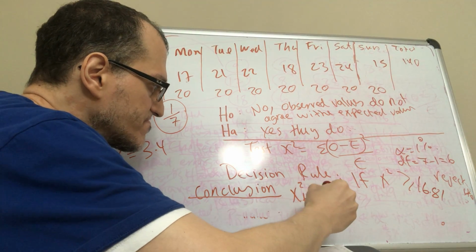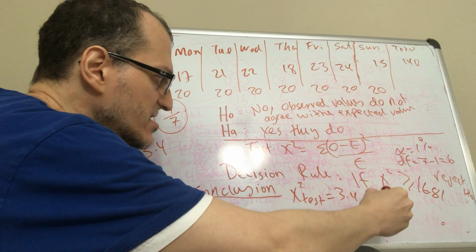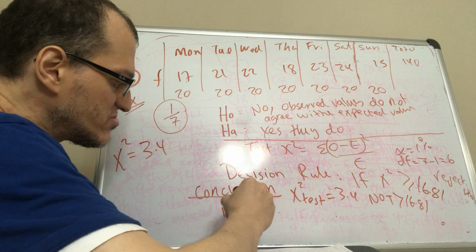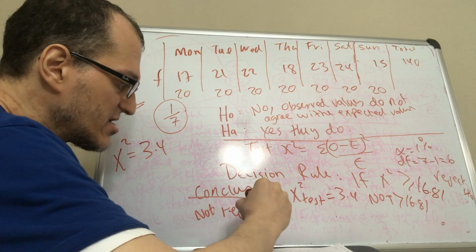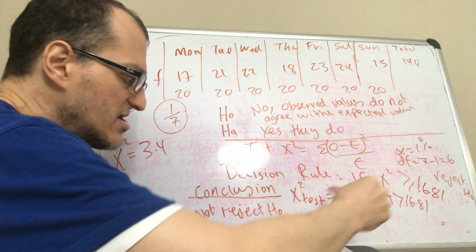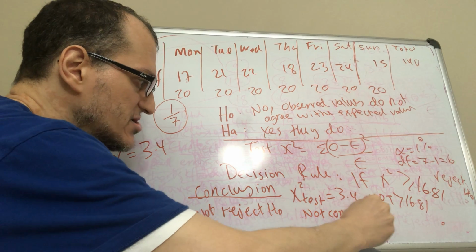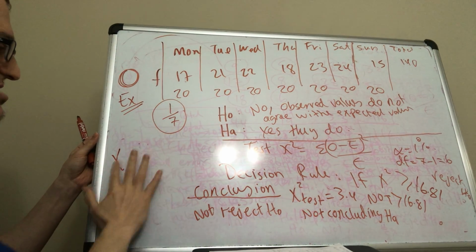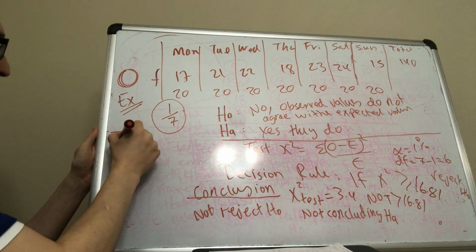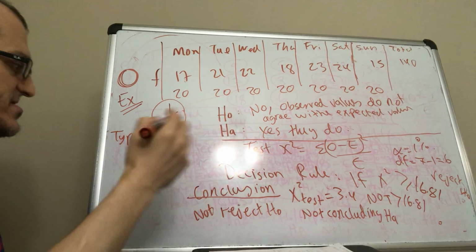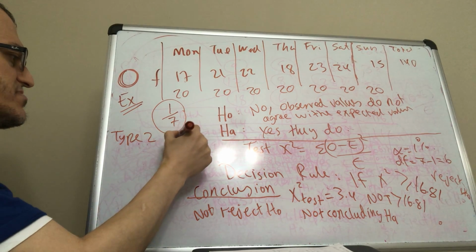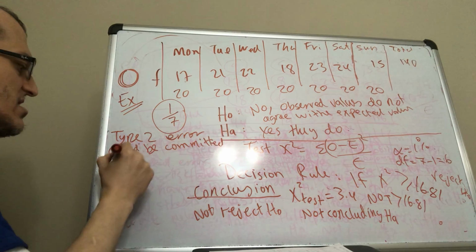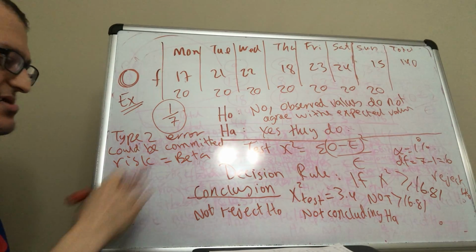Your chi test, we calculated 3.4. That's not more than 16.81. In this case, we are not going to reject H0 because it's not satisfied. We're not concluding HA. Anytime you're not concluding HA or not rejecting, you have to say type 2. When you reject, we say type 1, risk alpha. Here we say type 2 could be committed and risk equals beta. You don't need to calculate it, just say risk equals beta.